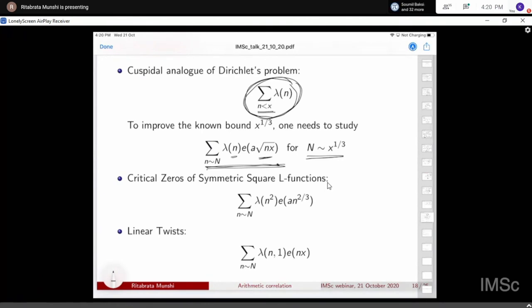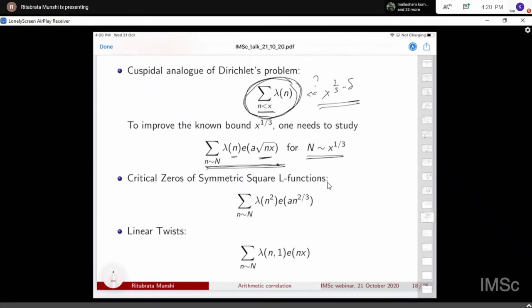Right? So if you can get a non-trivial bound for this sum for n of size x to the power 1/3, then you get a non-trivial bound which will be better than x to the power 1/3. Okay? This is the bound that we are looking for. X to the power 1/3 is known.